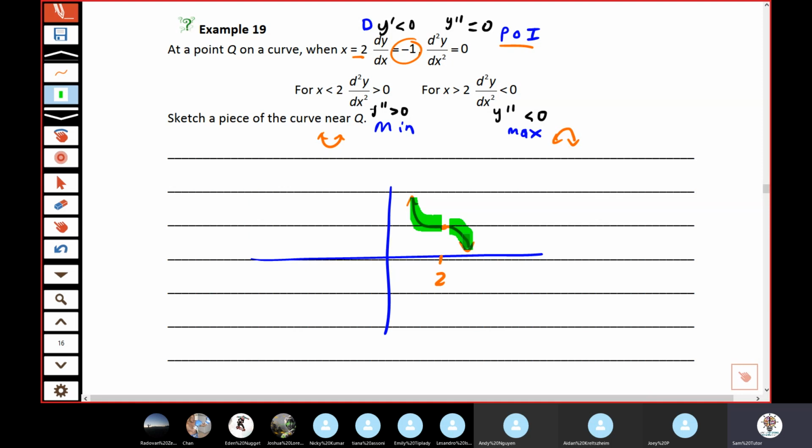Not hard. The sketching's not hard, but everyone emphasizes the sketching. It's not the sketching that's the problem. It's the interpretation of y dash, y double dash. And stop getting lazy with it. Don't just say, oh, greater than 0 is this. Say y dash greater than 0 is this. y double dash greater than 0 is this.